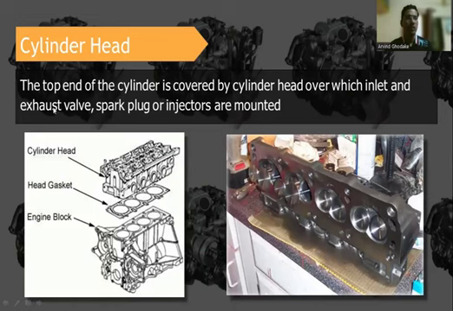The top end of the cylinder is covered by the cylinder head, over which the inlet and exhaust valves, spark plug or injectors are mounted. So this part is the cylinder head, and over it the inlet and exhaust valves are there. The spark plug or fuel injectors are also mounted over the cylinder head.